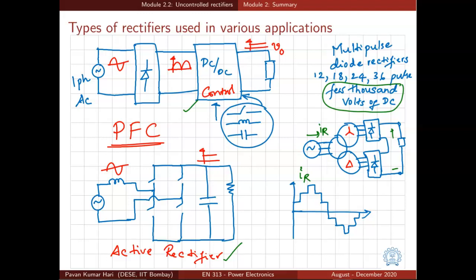It is essential to learn about fully controlled switches not just from the perspective of DC-DC converters or DC to AC inverters. It is also needed to realize an ideal rectifier, so that is why we will be discussing fully controlled switches in the next module.